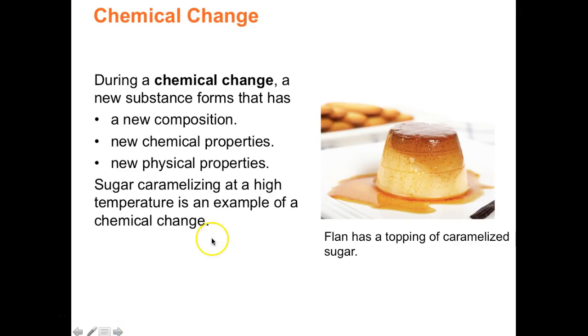So something like a chemical change, for example, is caramelizing sugar. It's no longer sugar when you caramelize it. It's chemically undergone a chemical change. Bonds have been broken, and it's now a new substance. That caramel is no longer the original sugar. It's different in its chemical and physical properties, and it also has a new composition.